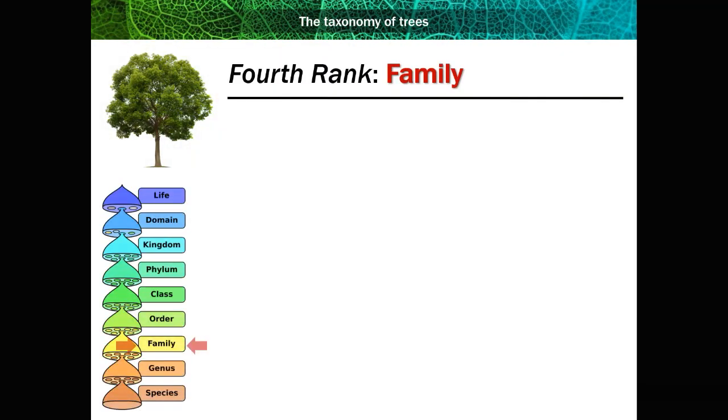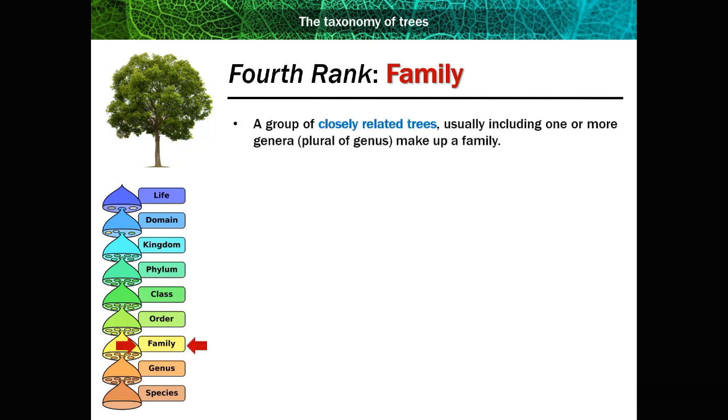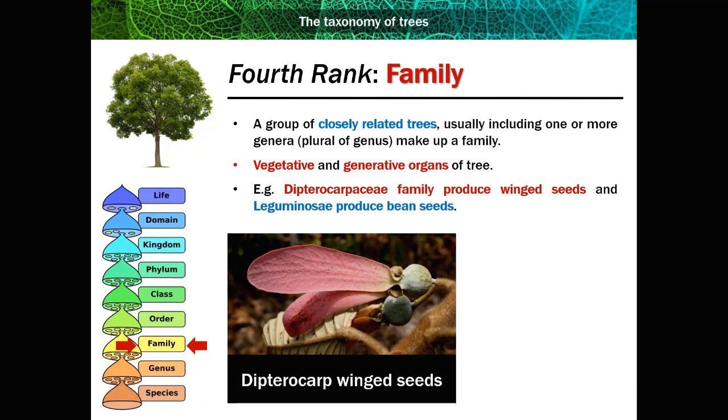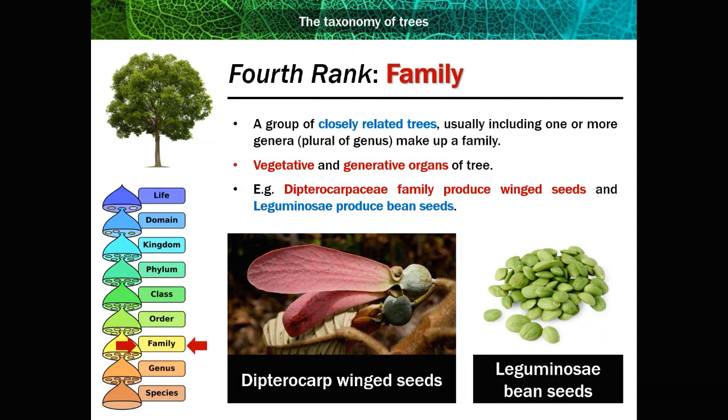The fourth rank in kingdom of Plantae is family. This is a group of closely related trees, usually including one or more genera. Plural of genus, genera, make up a family. So it is based on the vegetative and generative organs of a tree. For example, Dipterocarpaceae family produces wing seeds, and Leguminosae produces bean seeds.